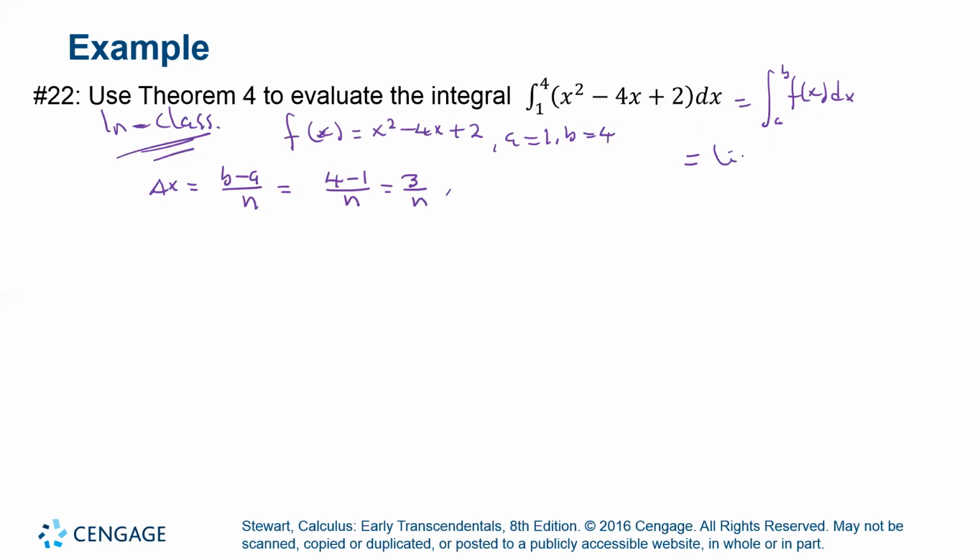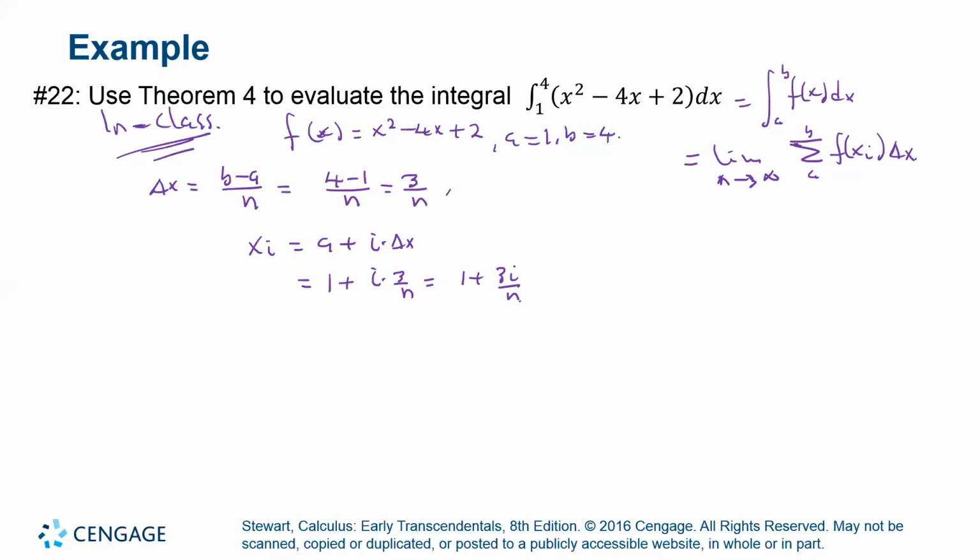According to the Riemann sum, this is equal to the limit as n goes to infinity of the sum of f of xi times delta x. So what is the xi? xi is a plus i times delta x. What's my a? My a is 1. So it's 1 plus i times delta x, which is 3 over n. So that is simply equal to 1 plus 3i over n.